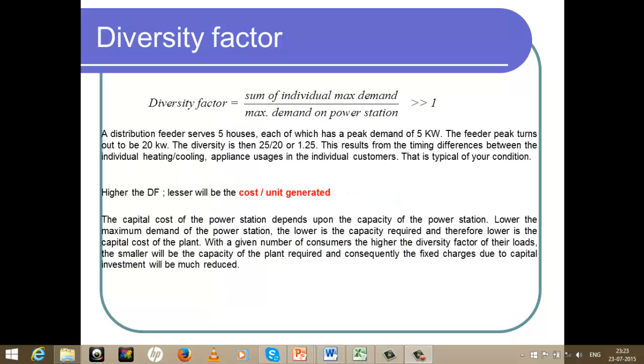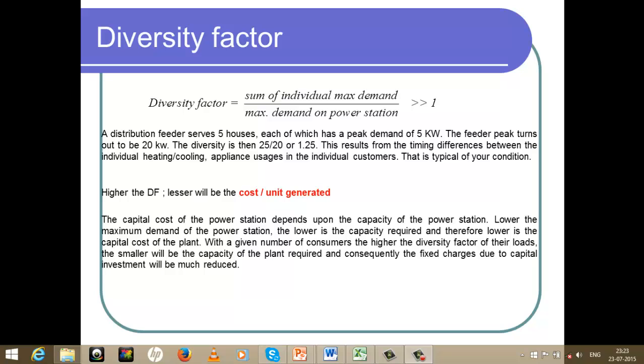Diversity factor. Diversity factor is also one of the terms which affects the cost of units generation. It is the ratio between the sum of individual maximum demand to the maximum demand on the power station. It may be a power station, or a substation, or even a power grid. For example, in order to understand this, we will consider a distribution feeder, and it feeds 5 houses.